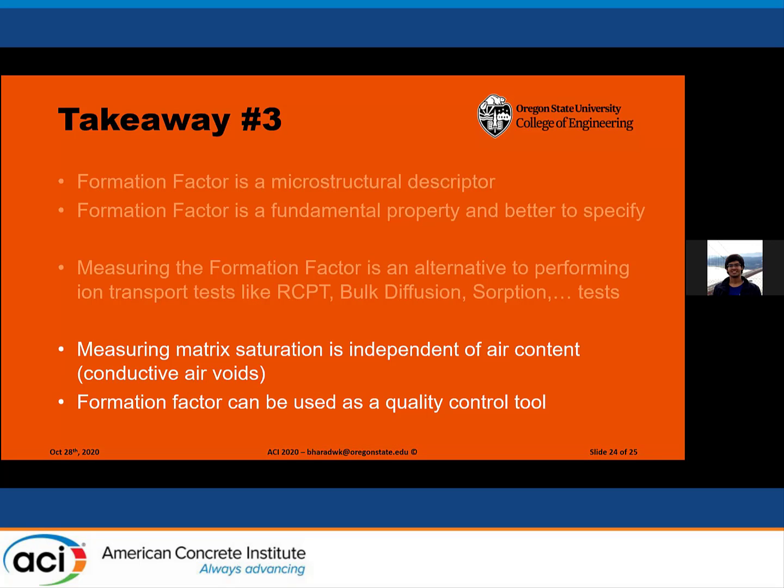This brings me to the third takeaway for this talk. 3A, let's say, is it's better to measure parameters at matrix saturation as they are independent of the air content in the sample and they give a better indication of the matrix of the system. Secondly, the formation factor can be used as a good quality control tool. And I've walked you through an example where we can go from a target formation factor to a job specific resistivity.